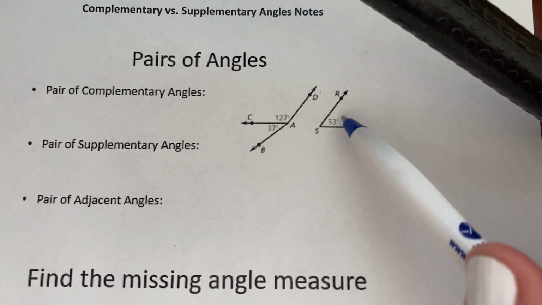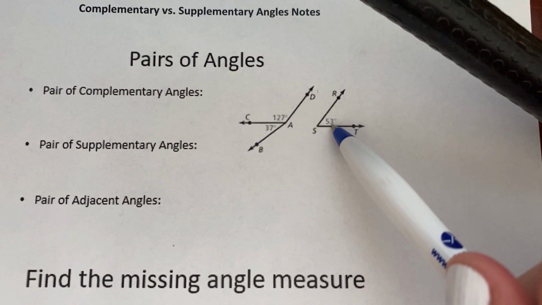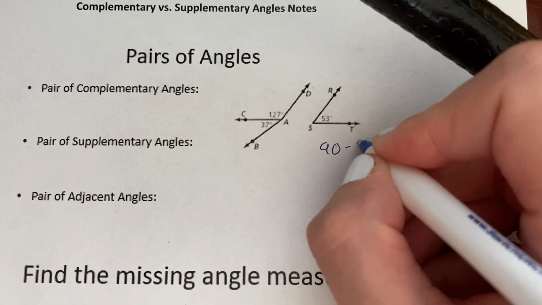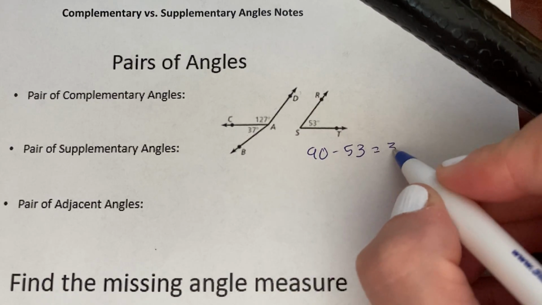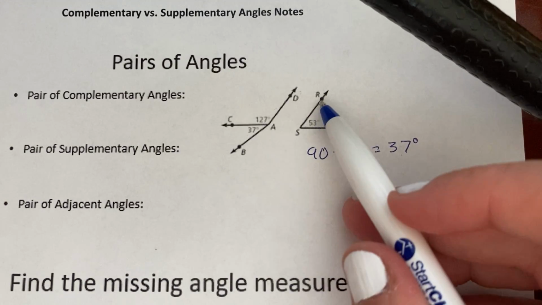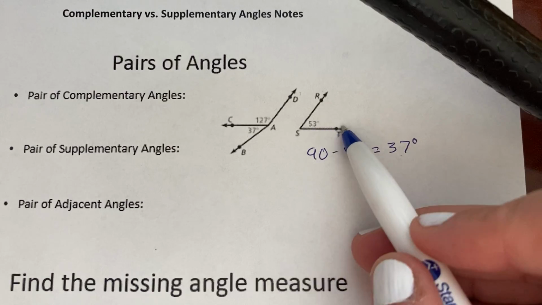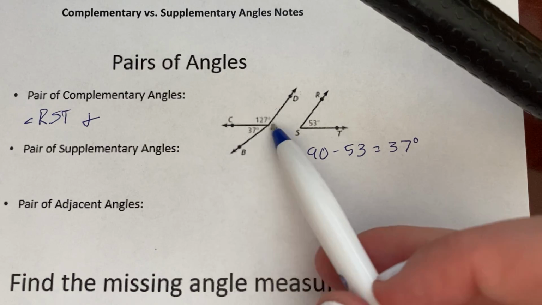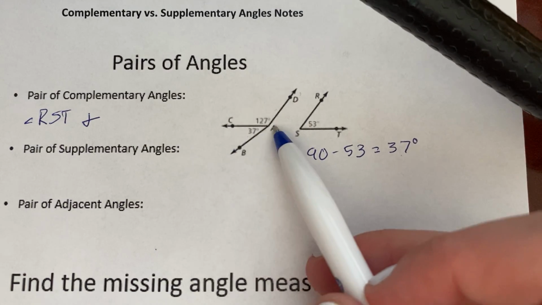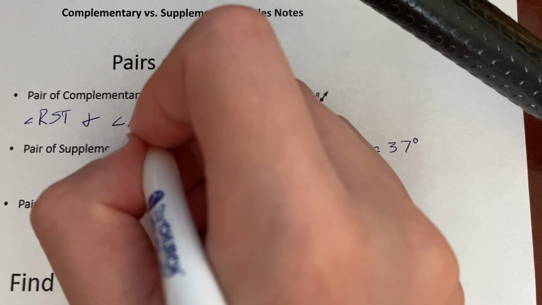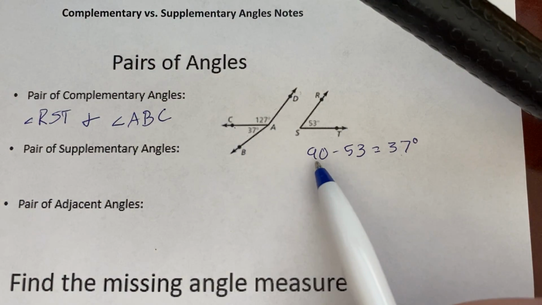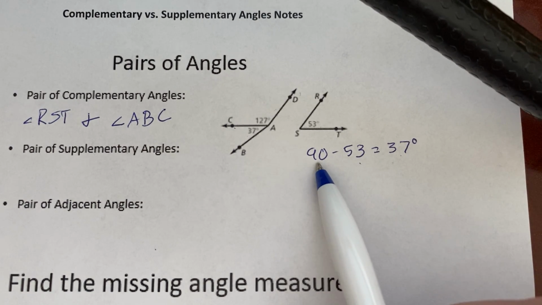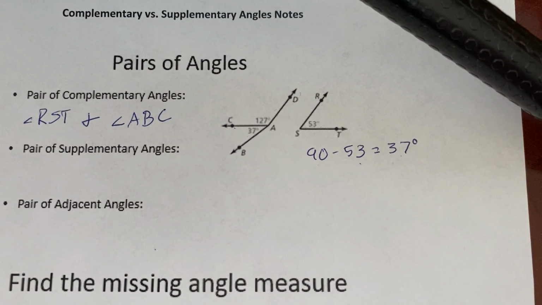But let's talk about complementary. We have a 53-degree angle, so what we'll do is subtract 53 from 90, and we get 37. So this tells me angle RST is complementary to this 37-degree angle, angle ABC, since both of these add up to 90. If I go backwards, 53 plus 37 gives me 90, then we know those are complementary angles.